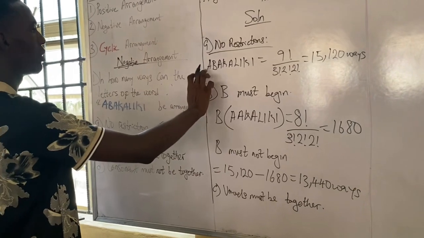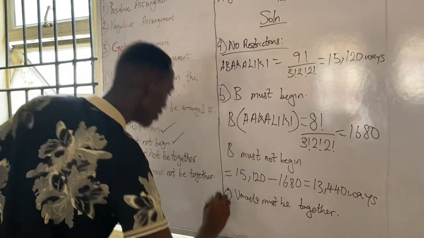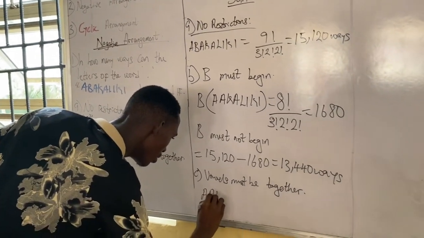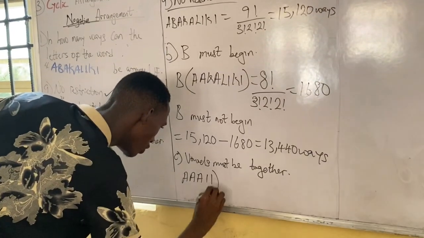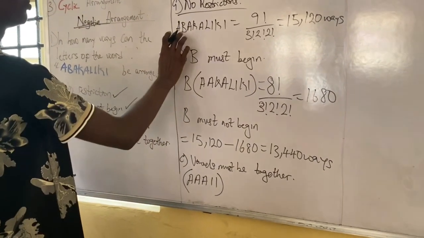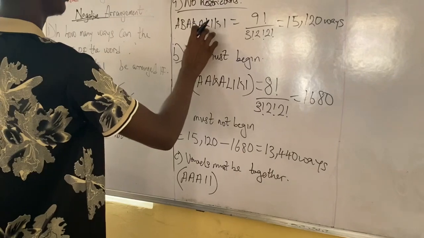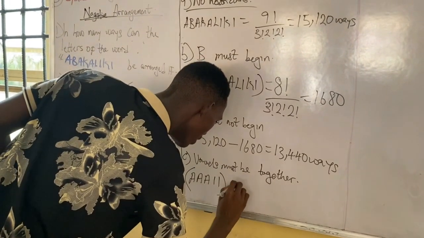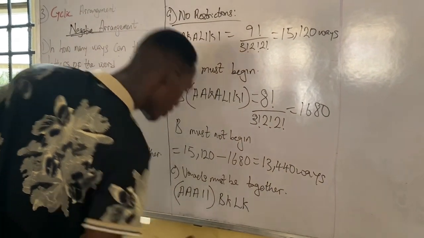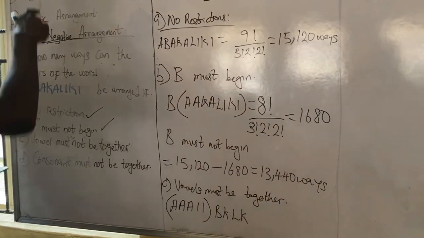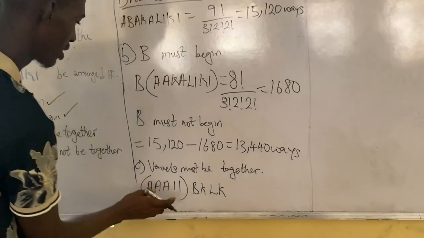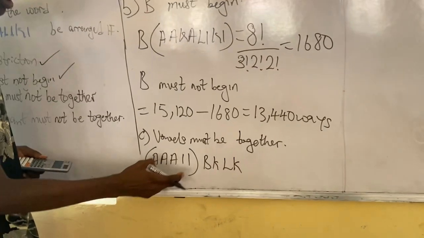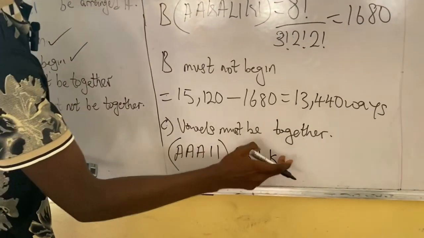from those letters in Abakaliki, we have triple A and 2 I. You bracket it. Then you are left with what? BK, LK. Based on what we have done in our positive arrangement, this serves as 1. That is 1, 2, 3, 4, 5.